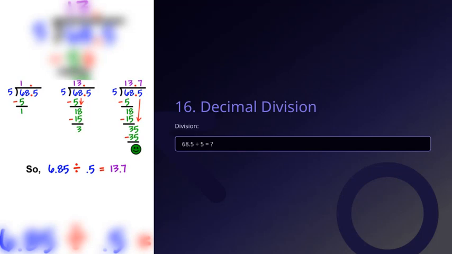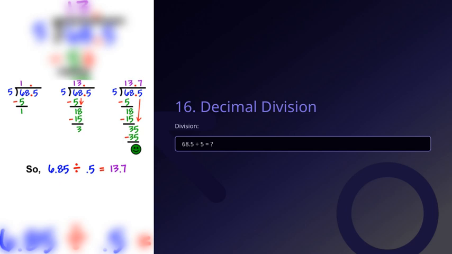Now, let's take a look at decimal division with an example, 68.5 divided by 5. When we encounter a division problem like this, the key is to understand how to handle the decimal point. One helpful approach is to think about eliminating the decimal from the dividend or divisor, which often makes the calculation simpler. In this case, since the divisor is a whole number, 5, we can proceed directly.